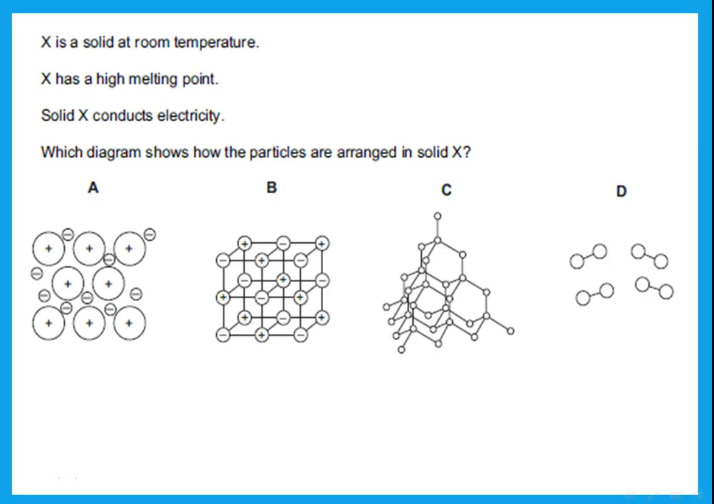Okay, X is a solid at room temperature. X has a high melting point, and solid X conducts electricity. Once he says solid X conducts electricity, that means we're looking for a metal. Now, which diagram shows the particles in a metal? Of course, you should realize that the diagram A is the one that could represent metals. B represents what? You should know that B represents ionic crystal lattice, C represents diamond, and D represents diatomic molecules, which are simple molecular structure.